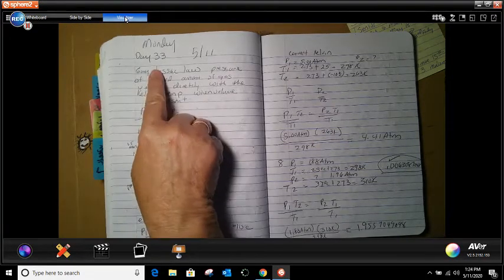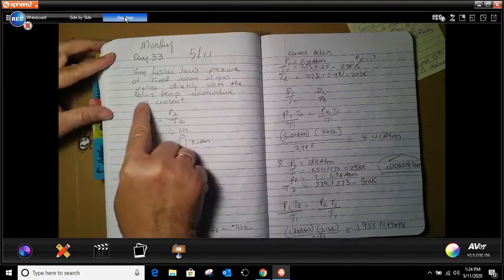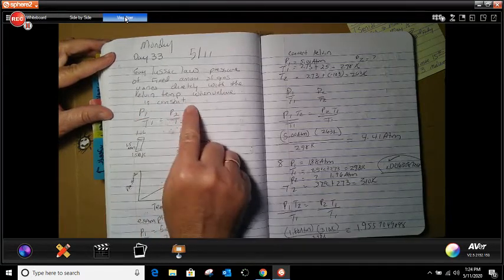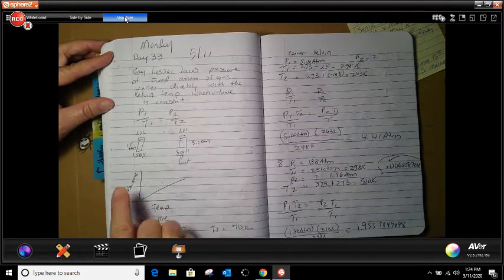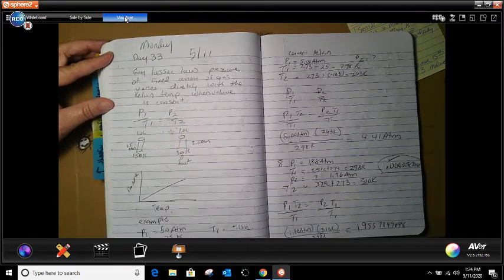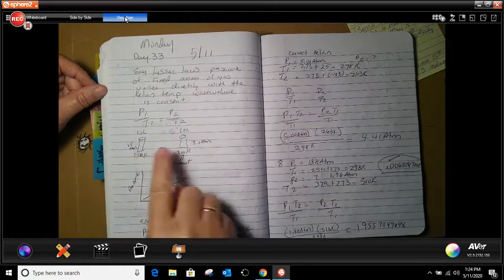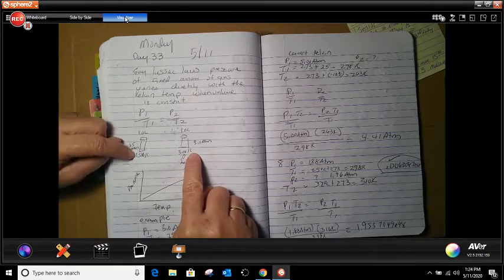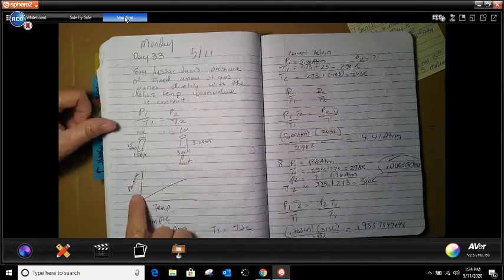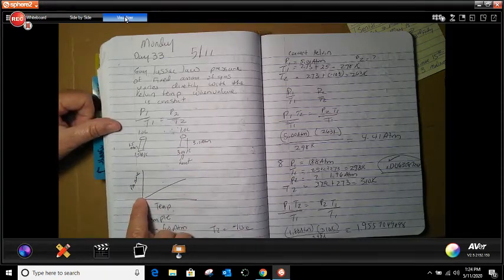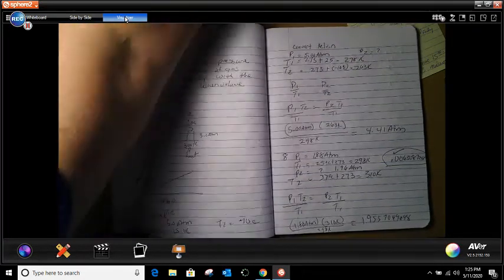Gay-Lussac's law says the pressure of a fixed amount of gas varies directly with the Kelvin temperature when the volume is constant. So we have P1 over T1 equals P2 over T2. Here we have the same gas at different temperatures, and depending on the temperature, the pressure will go up because of the number of collisions that hit the sides. We have pressure and temperature. As you can see, when one goes up, the other one goes up. That's known as a direct relationship.